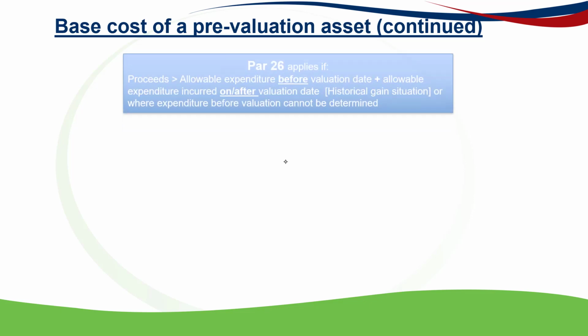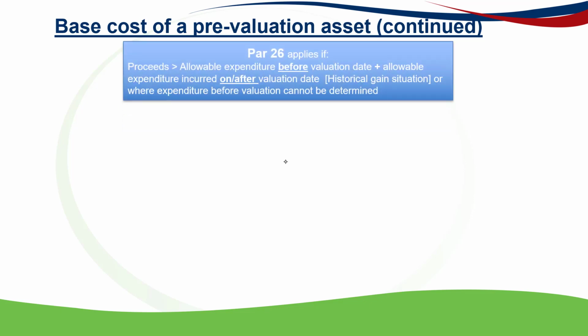Paragraph 26 of the 8th schedule applies where the proceeds on disposal of a pre-valuation date asset exceed the sum of allowable expenditure incurred before valuation as well as allowable expenditure incurred on or after valuation date. So, paragraph 26 would apply where the proceeds of a pre-valuation date asset exceed the sum of allowable expenditure incurred before and after the valuation date.